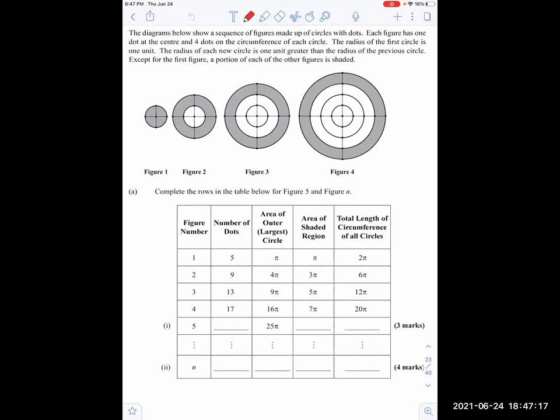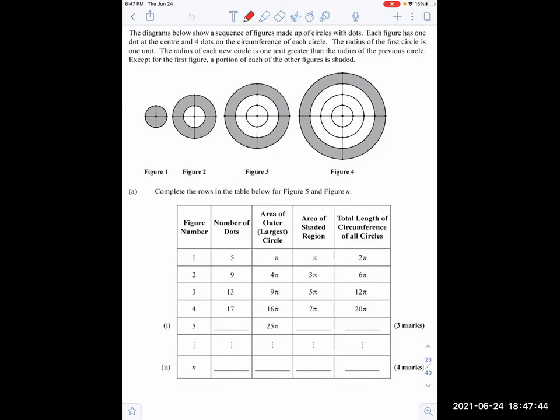So the diagrams below show a sequence of figures made up of circles and dots. Each figure has 1 dot at the center and 4 dots on the circumference of each circle. The radius of the first circle is 1 unit. The radius of each new circle is 1 unit greater than the radius of the previous circle. Except for the first figure, a portion of each of the other figures is shaded. All right, a little bit wordy, a little bit lengthy.